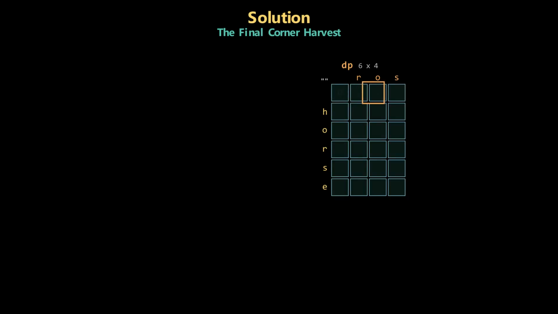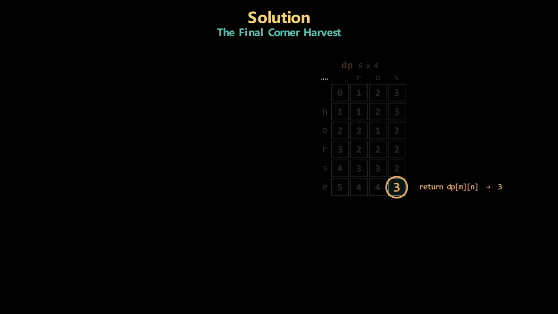Our nested loops process every subproblem combination seamlessly. As the final cell computes, it aggregates the global minimum sequence of operations. We reach the absolute bottom right corner of our matrix, harvest the final integer waiting there, and instantly return it as our completed solution.